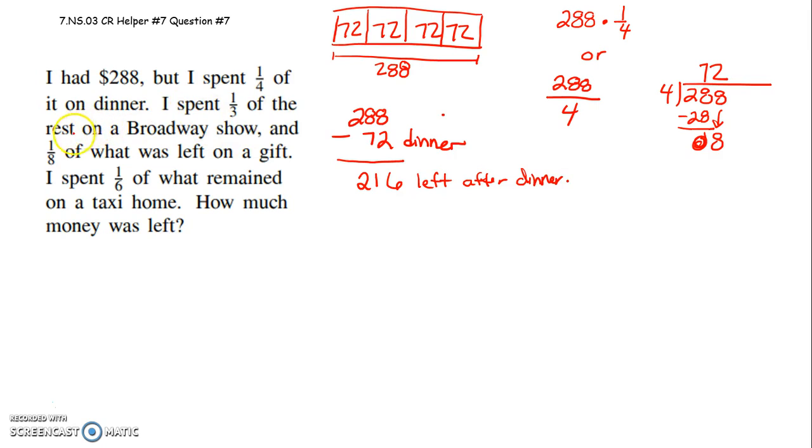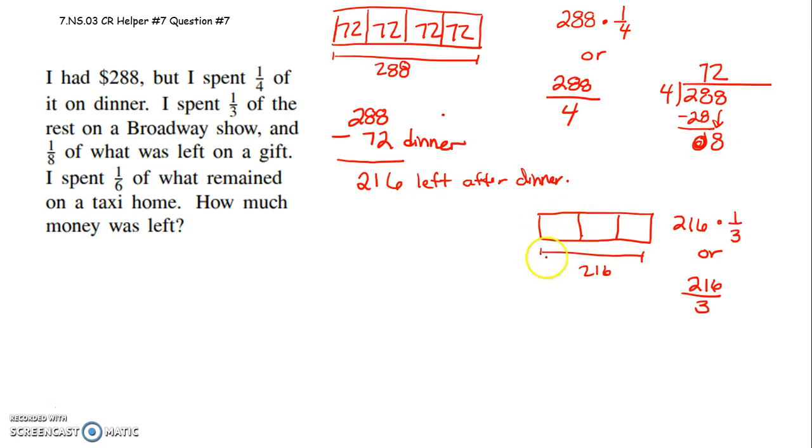I spent 1/3 of what was left on a Broadway show. So now our new total is $216, and you're going to spend 1/3 of that on a Broadway show. You could either take 216 times 1/3, or that's the same as 216 divided by 3. That would be spending 1/3 of what remained. So I'm going to do that.